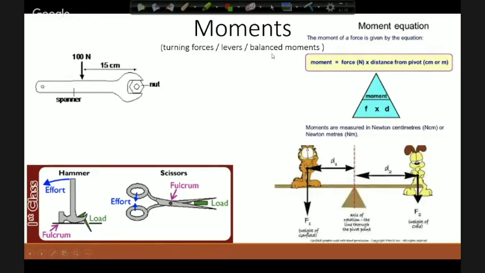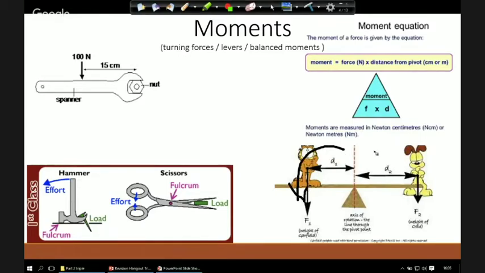Now, the other thing that we need to use moments for is that we will be expected to look at balancing objects, so balance beams, seesaws, that type of thing. The science behind this is that if the seesaw is balanced, the clockwise moment must be balanced perfectly by the anti-clockwise moment. Really all we mean by that is the turning force. So here we've got Garfield, and his turning effect must be the same as his buddy, Odie.